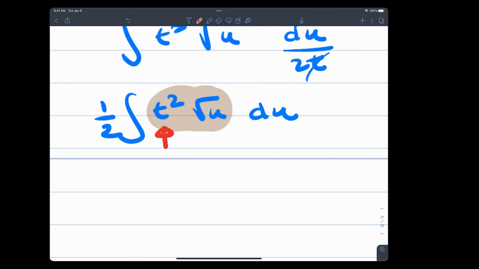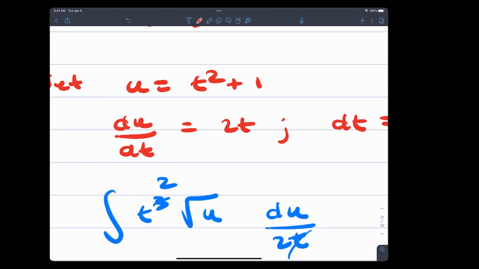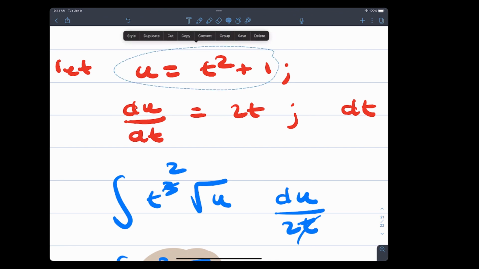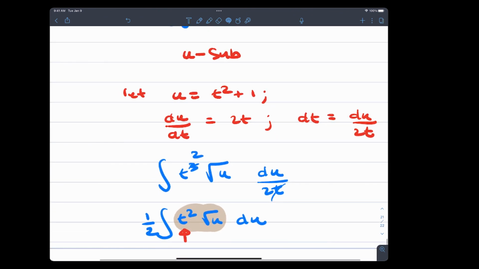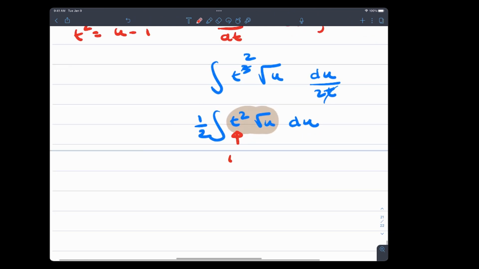So you might say, what do I replace my t squared with? Actually, in some of the homework questions in the book here, they dealt with some of these kinds of things, if you guys noticed. What do I mean by that? Go back up here. If u is t squared plus 1, solve for t squared. What's t squared going to be? That'll be u minus 1, is that right?